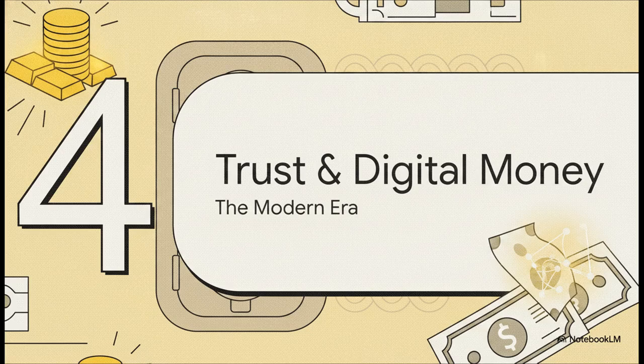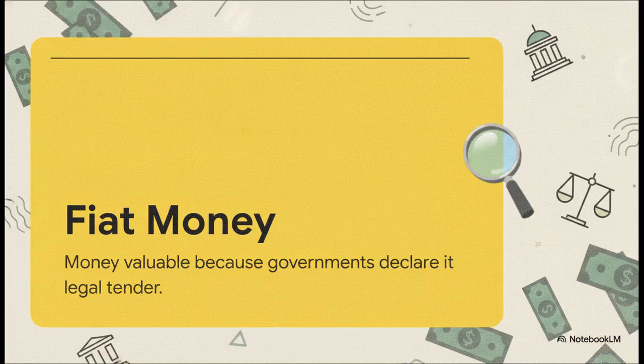Moving on to Section 4, trust and digital money in the modern era. So while gold was great for a while, carrying around heavy metal eventually became really inconvenient and honestly dangerous. So societies developed paper money, which originally just represented a physical claim on precious metals safely stored in a vault somewhere. But here's a reality most people don't realize.